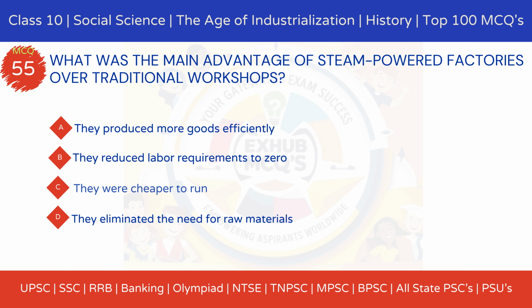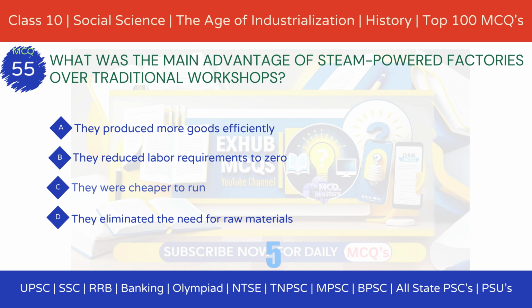MCQ 55. What was the main advantage of steam-powered factories over traditional workshops? Option A. They produced more goods efficiently. Option B. They reduced labor requirements to zero. Option C. They were cheaper to run. Option D. They eliminated the need for raw materials.